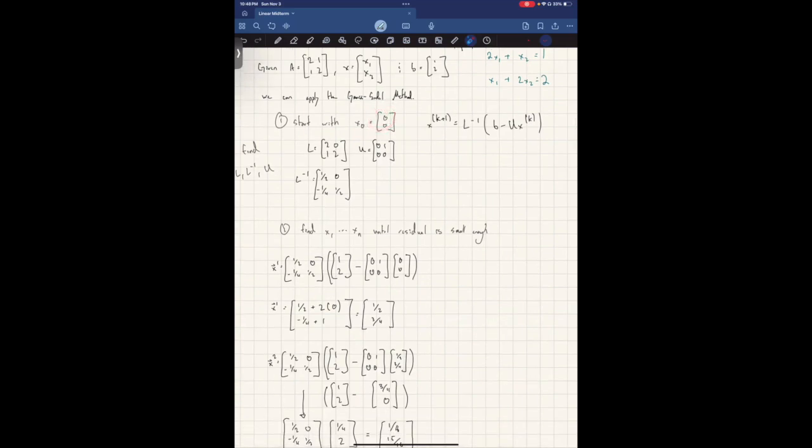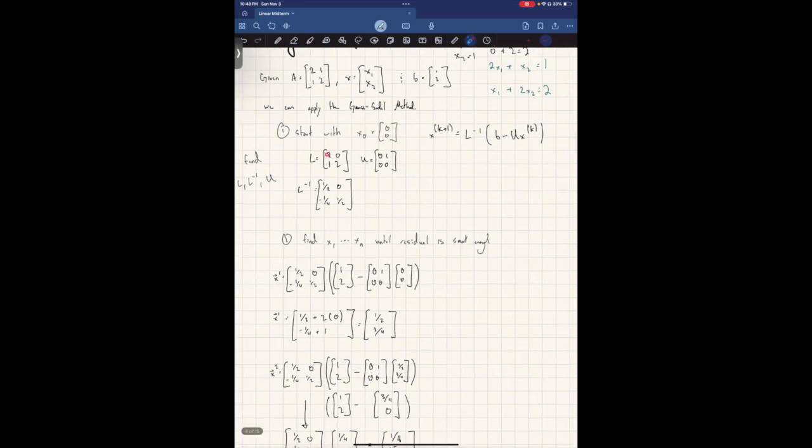And first, we're going to find L inverse and U. And so first we have to find L, which would be [2, 0; 1, 2] in this case. And U would just simply be that other value. So [0, 1; 0, 0]. And going through finding the inverse of L, I've already calculated it. We get [1/2, 0; -1/4, 1/2].